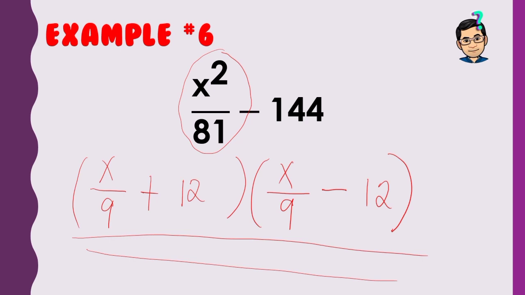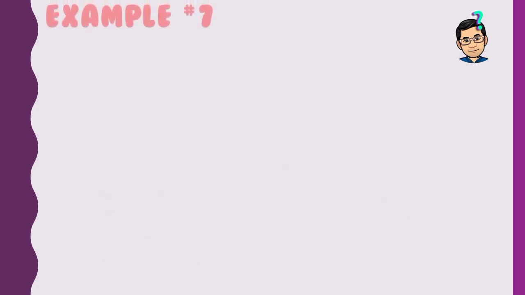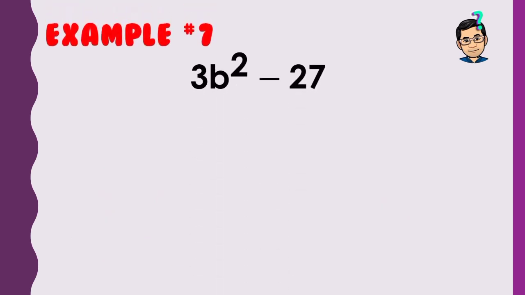So, basta alam nyo yung mga perfect square, so madali lang po siya. Kasi, pareho lang yung terms, magkaiba lang ng sign. So let's have example number 7. 3b squared minus 27. So kung mapapansin nyo yung mga previous examples natin kanina, yung greatest common factor lang nila puro is 1. So dito, meron na siyang greatest common factor other than 1. So let's try 3b squared minus 27.